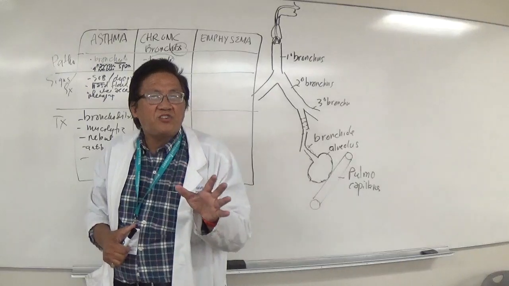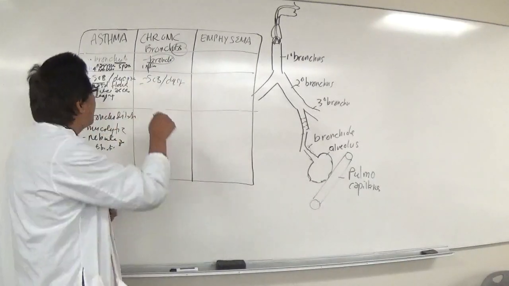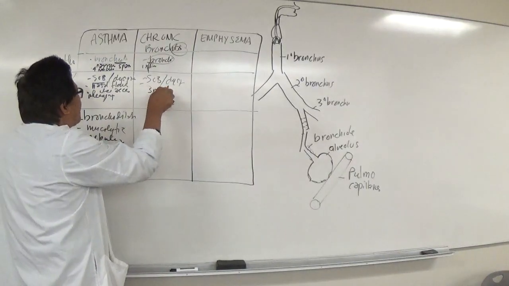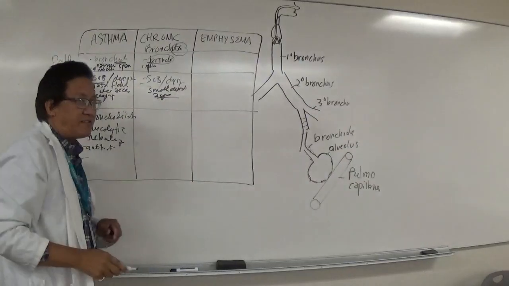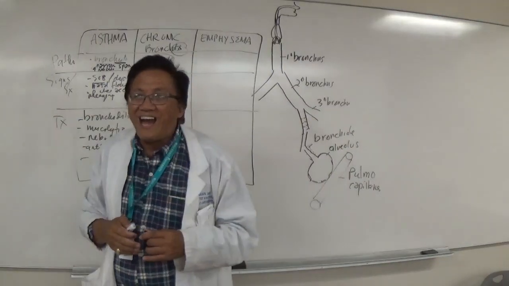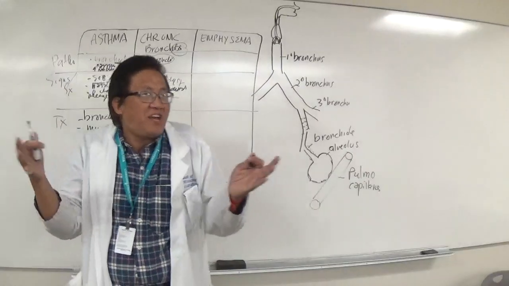Repetitively, 3 months duration for 2 years, and successively for 2 years. Very important, right? 3 months duration of productive cough, and then for 2 successive years, that is the definition of chronic bronchitis. Chronic because you're talking about years here, right?